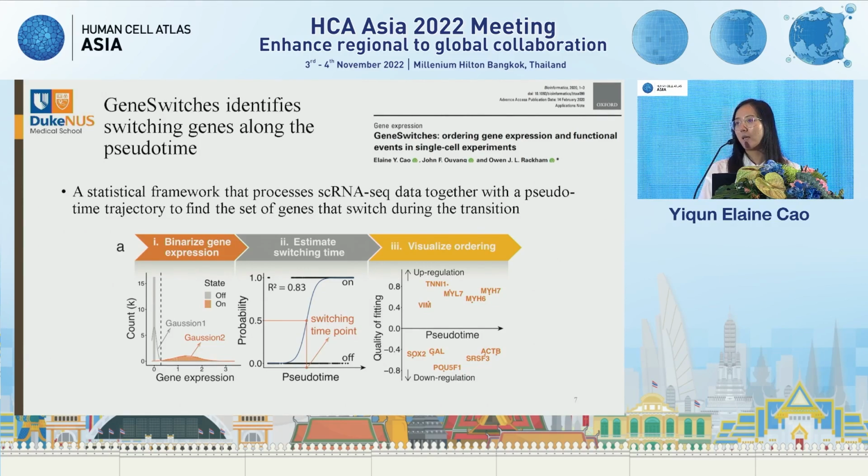There are 3 main steps involved here. For each gene, we first binarize the gene expression into off and on binarized states. And next, we fit a logistic regression model on this binarized data to identify the switching time point for each gene. Lastly, we plot the significant switching genes along the pseudotime for visualizing the ordering with up and down regulation, with the y-axis representing the quality of fitting.